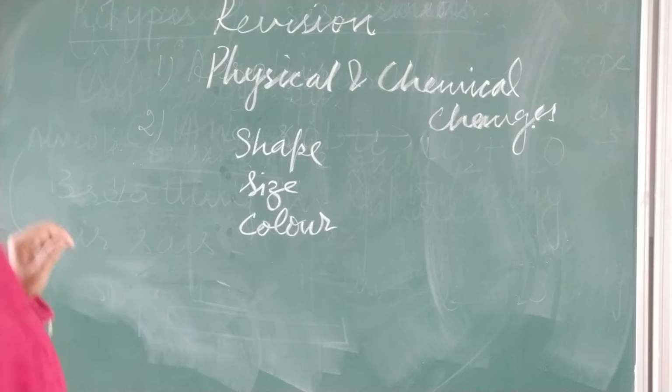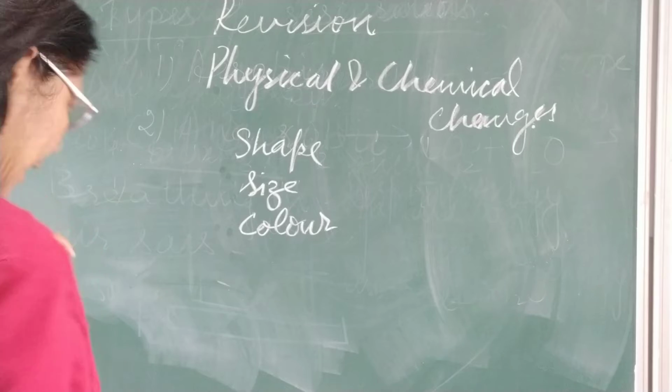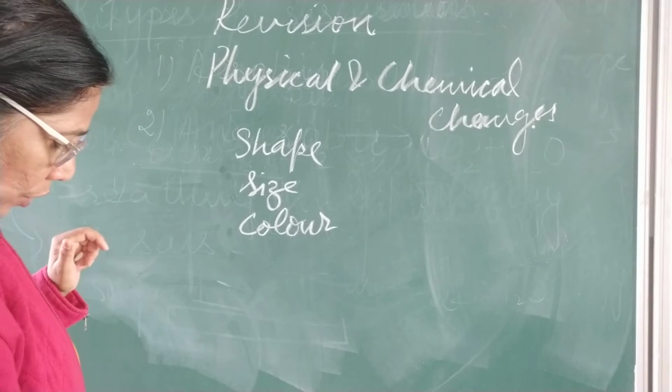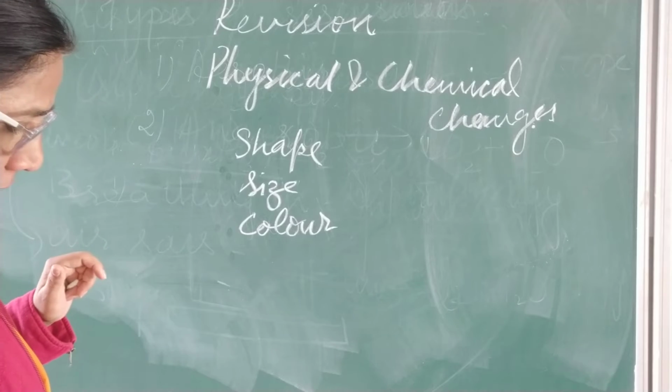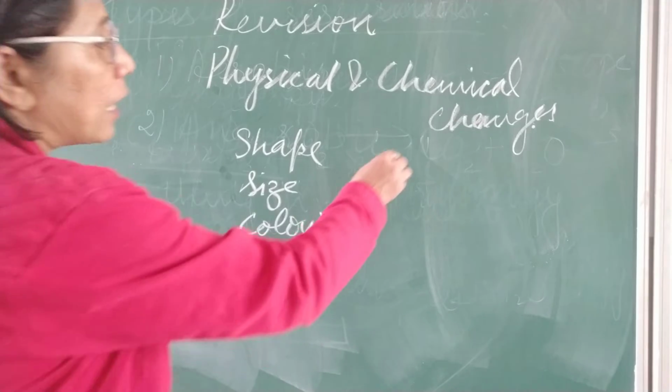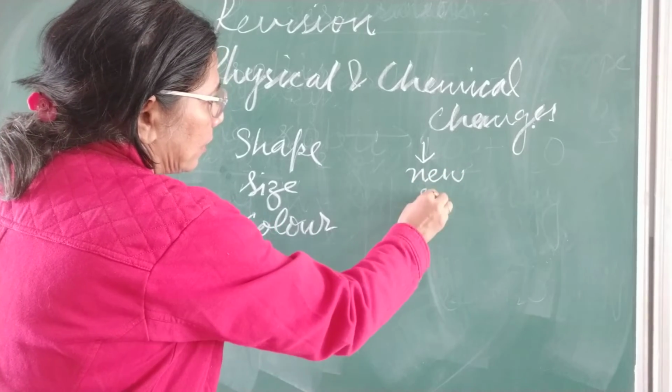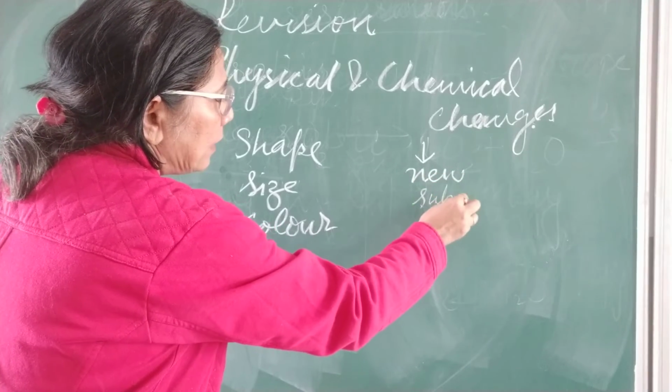And what are chemical changes? A chemical change occurs when two substances react chemically to form a substance. A new substance is formed. This is called chemical change.